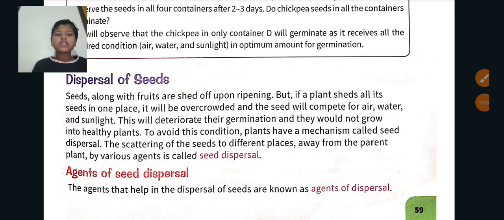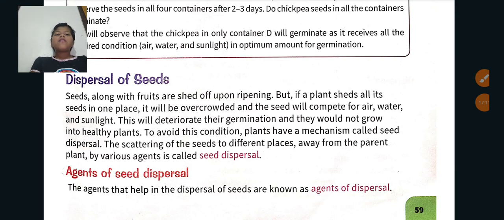Now next, dispersal of seeds. Seeds along with fruits are shed off upon ripening, but if a plant sheds all its seeds in one place, it will be overcrowded and the seeds will compete for air, water and sunlight. This will deteriorate germination, and the seeds would not grow into healthy plants. To avoid this condition, plants have a mechanism called seed dispersal.